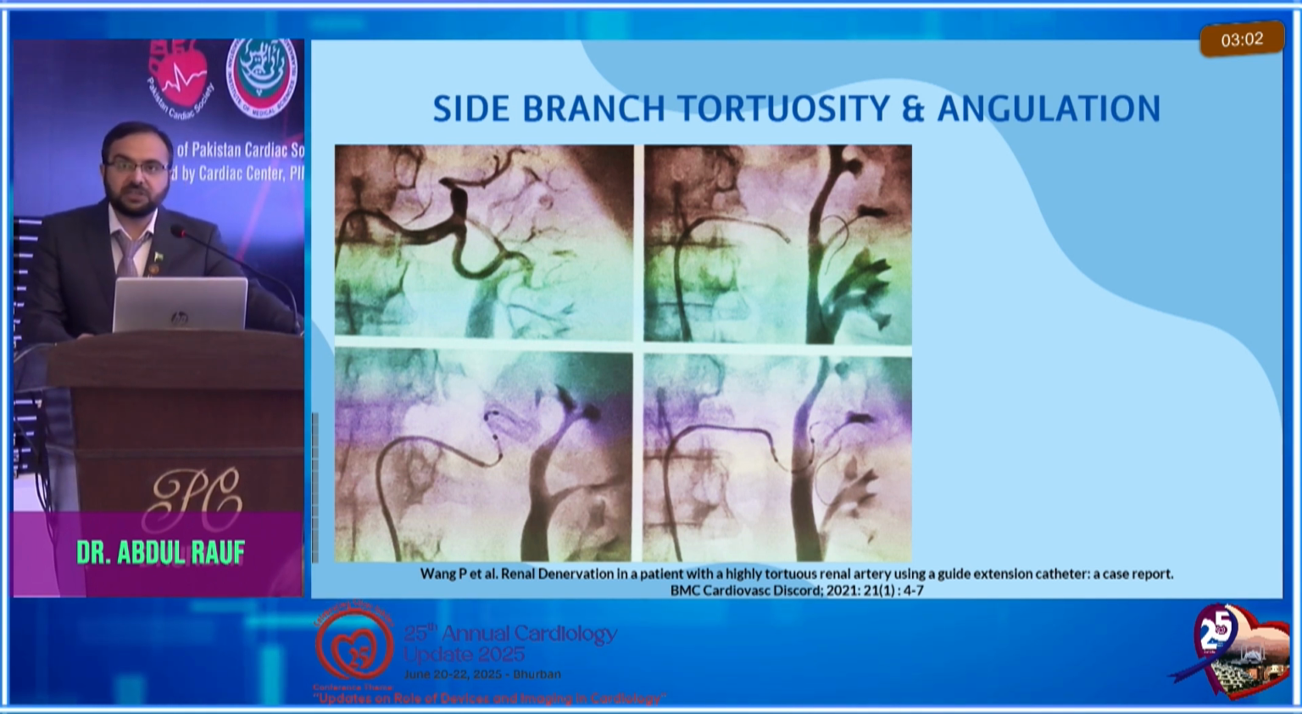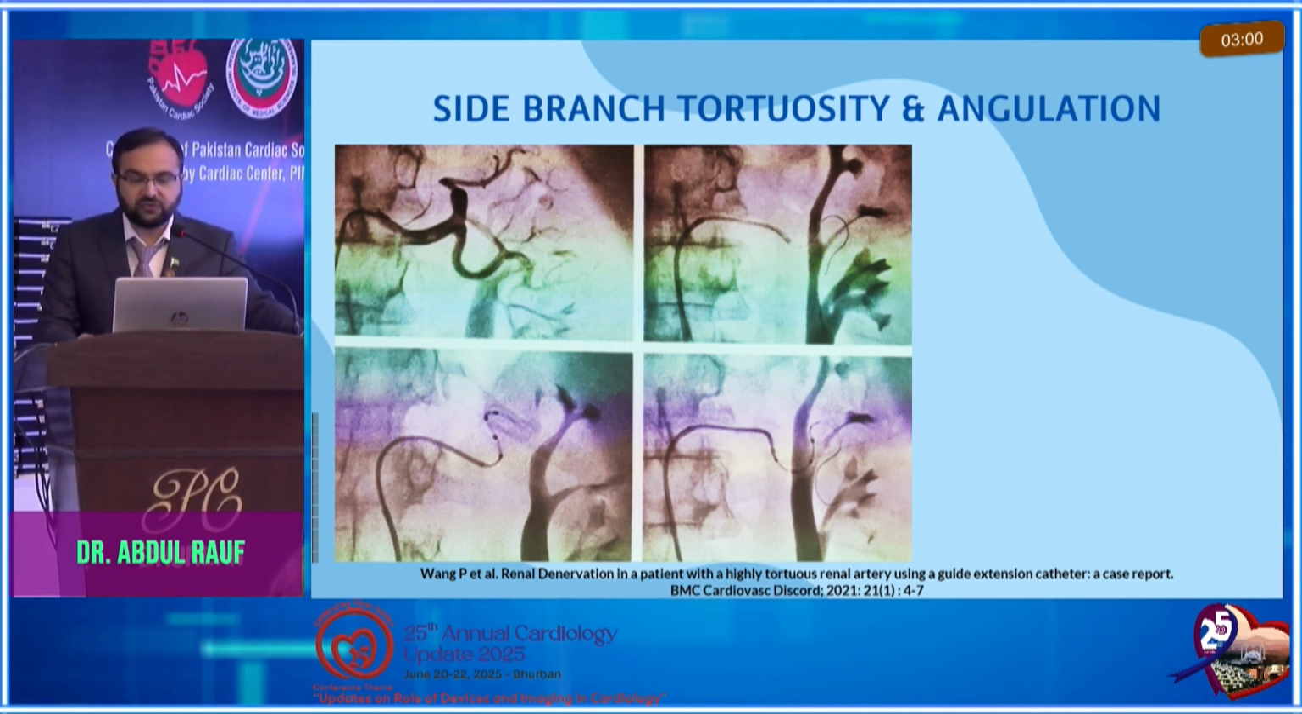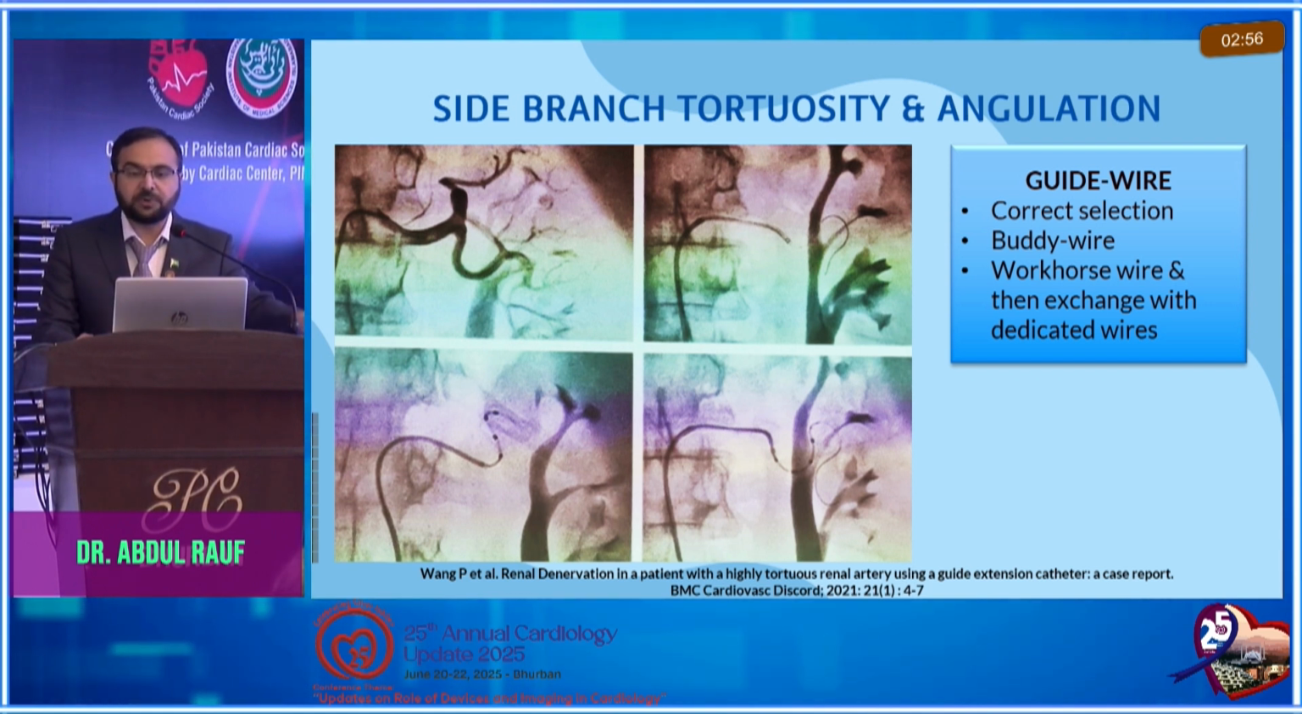Some of the side branches are tortuous and angulated. It's very simple, like doing a coronary artery, so you need proper guide wire selection. A buddy wire or workhorse wire can be used, and then exchanged with dedicated wires. Sometimes ancillary devices like microcatheters and guideliners can be used for tortuous arteries and angulation.